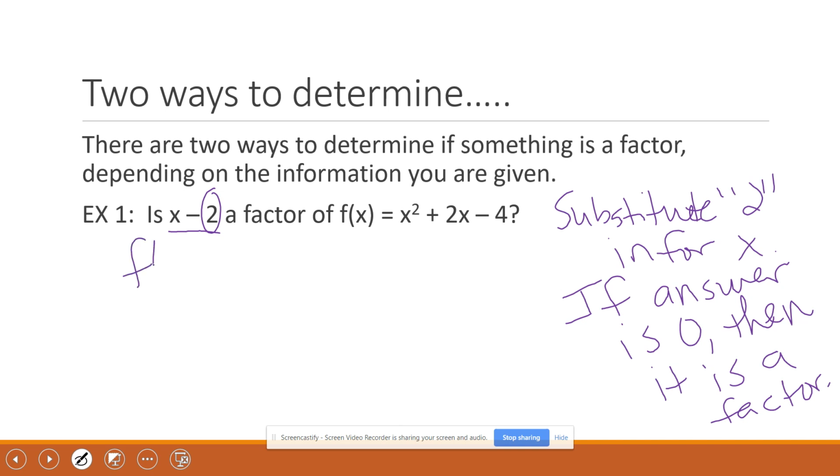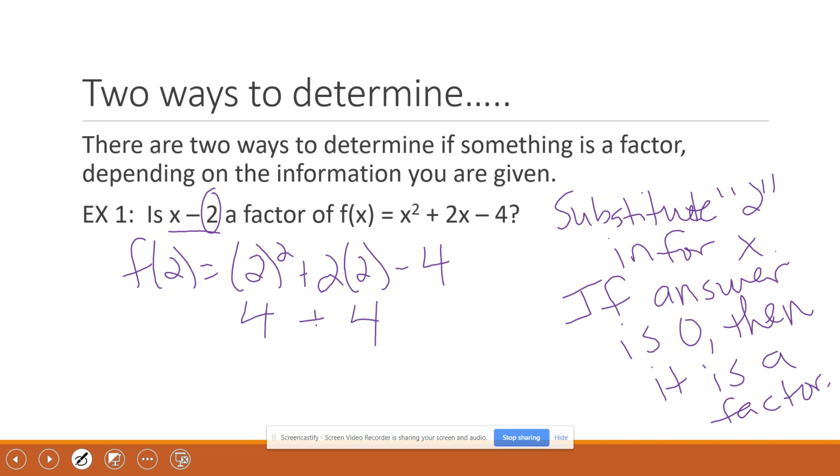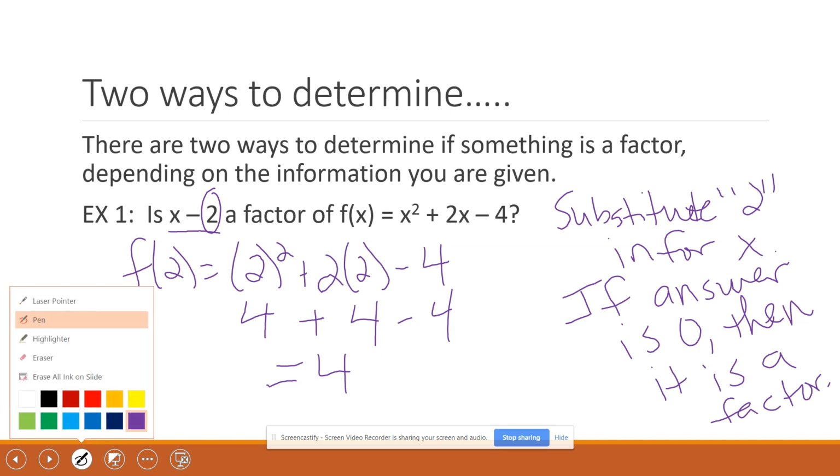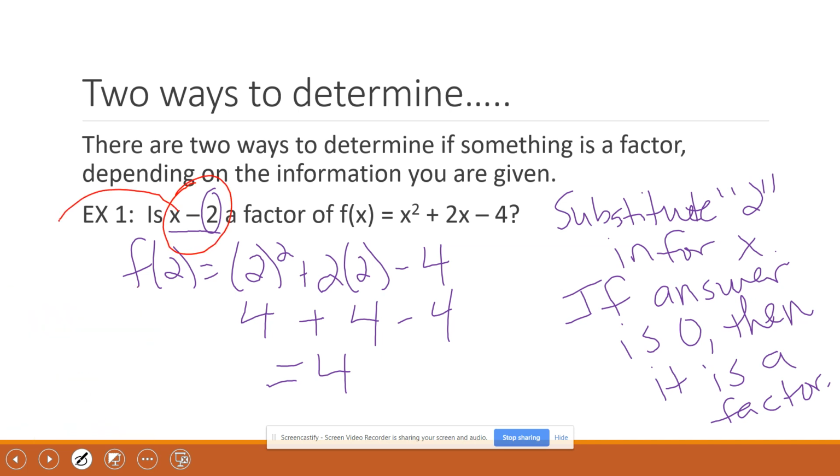So let's try it. We're going to plug in 2. We get 2 squared minus 2 times 2 minus 4. 2 squared is 4. 2 times 2 is 4. Oops, that's a plus, sorry. And then minus 4. 4 plus 4 minus 4 gives us an answer of 4. Well, 4 is not a 0, so x minus 2 is not a factor. And if it's not a factor, then we can't continue further with anything else that we'll be asked to do with our polynomials.